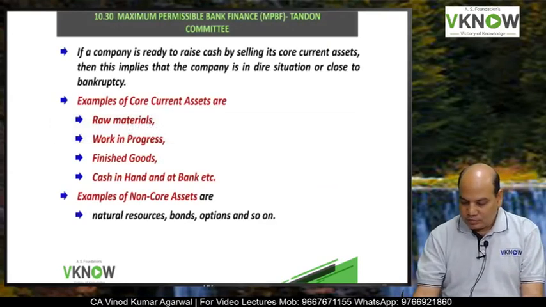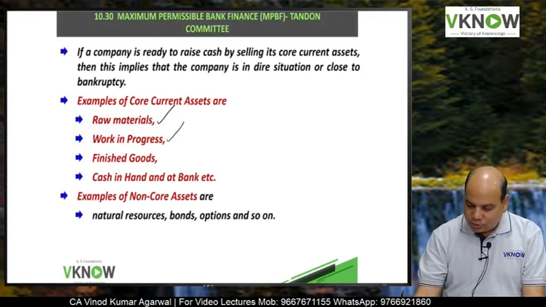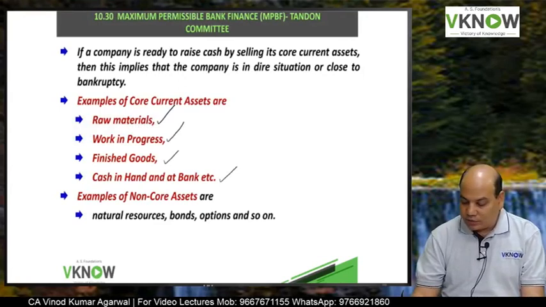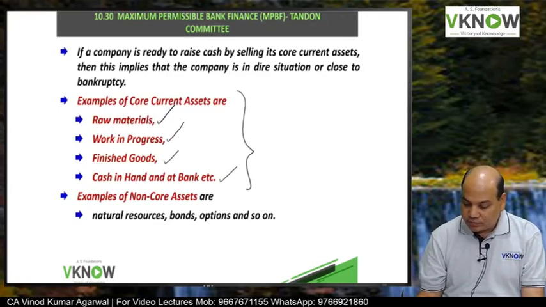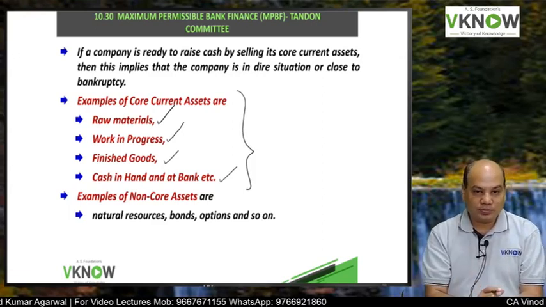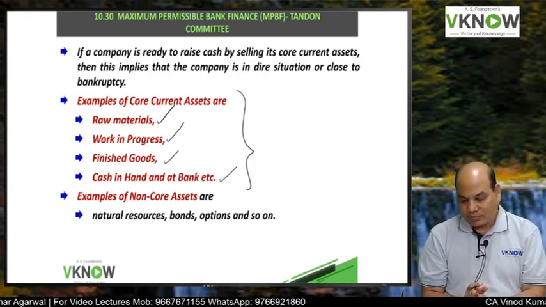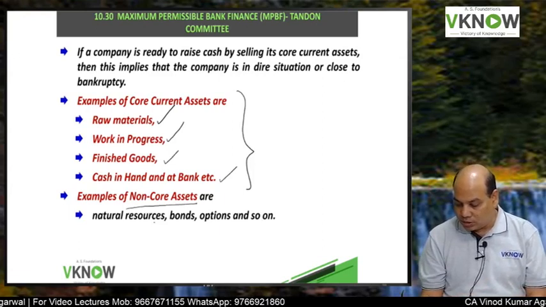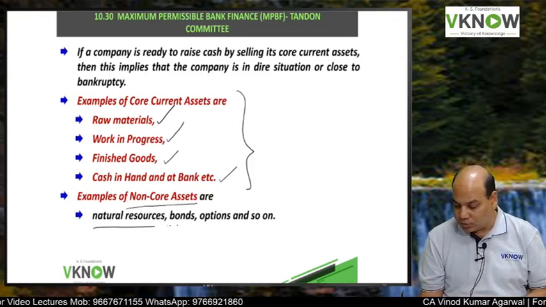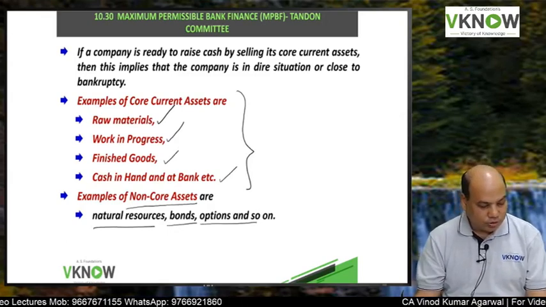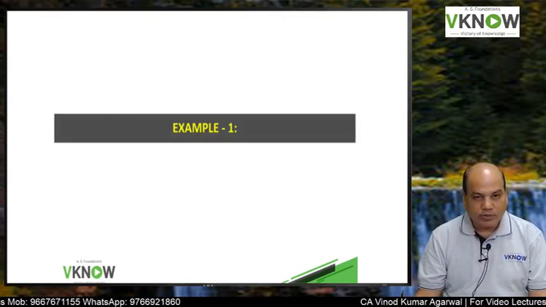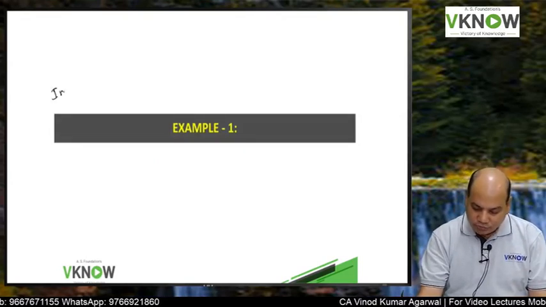Example, raw material, WIP, finished goods, cash and bank are the example of core current assets. They will be liquidated only in emergency situation. Is it right? And what are non-core current assets? They can be liquidated if the company needs funds like natural resources, bonds, options and so on. Now good news. We will solve one example 1. Write down, important.